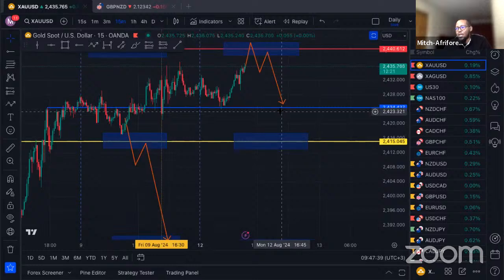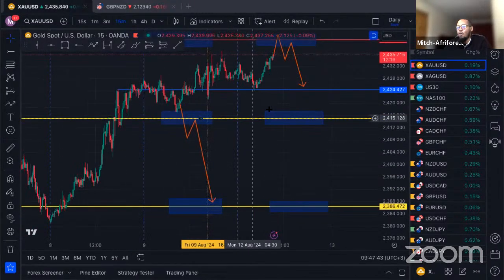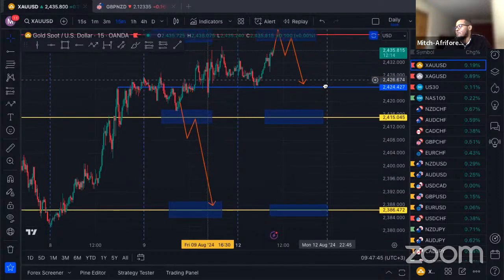But if the price is able to break and hold below that area, you should be able to target these next problem areas on gold. But for now, let's wait and see as this pullback is coming in.